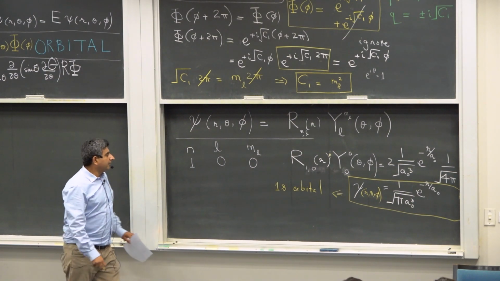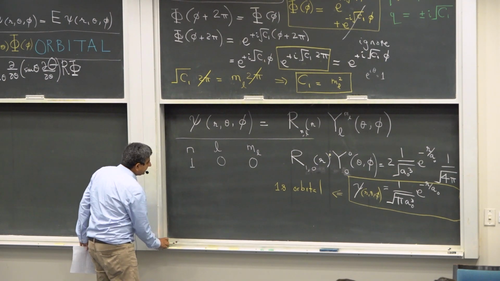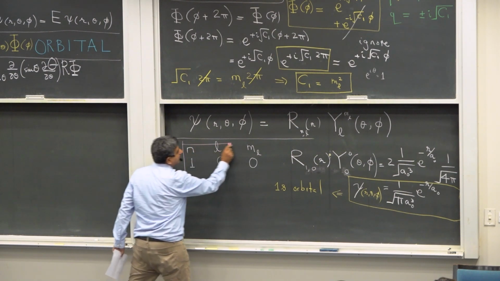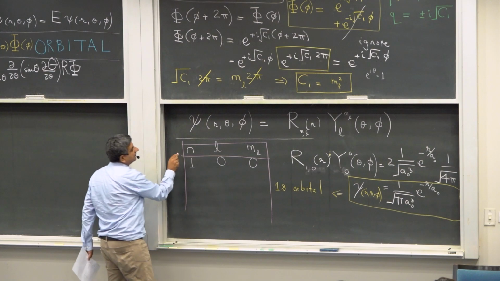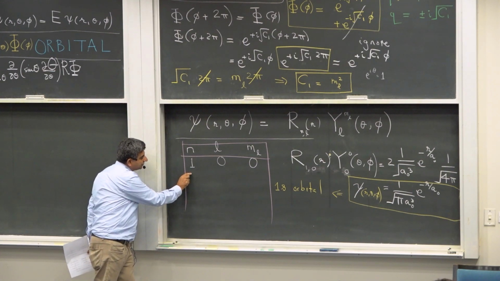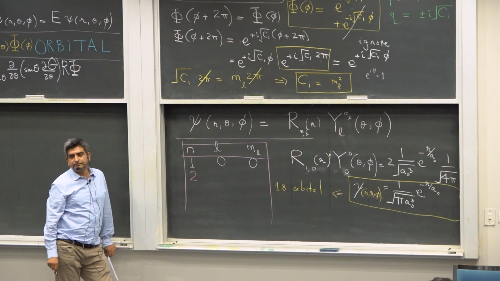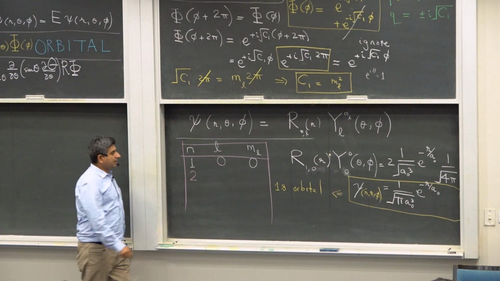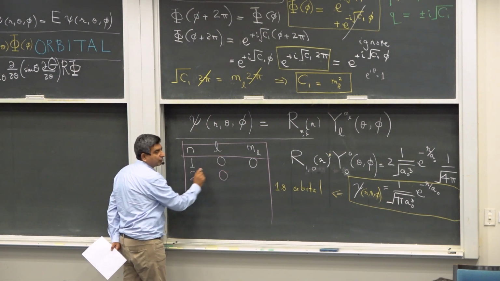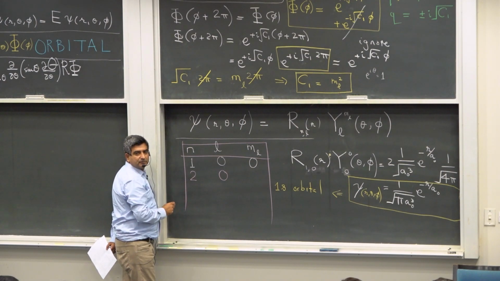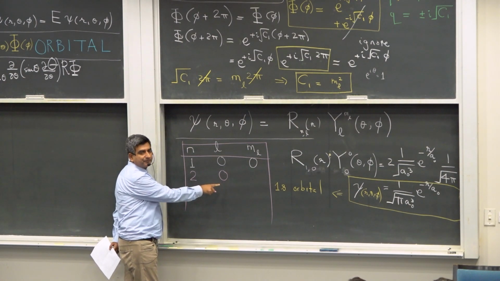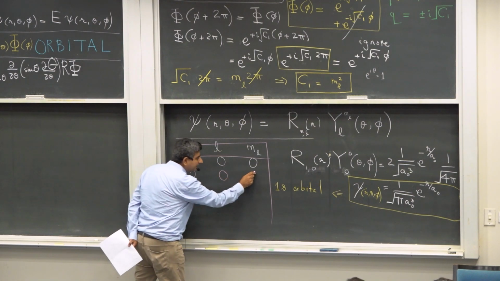All right. Now, if I keep on building this table, let me look at another term. N equals 2. For n equals 2, my L could be 0 or 1. So let's first look at 0. When L equals 0, ml must be 0.